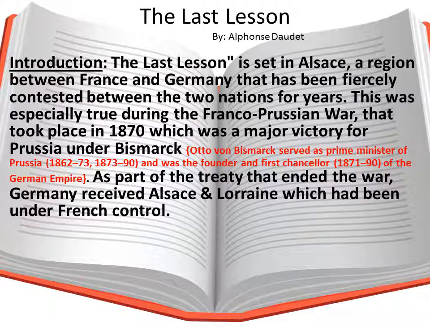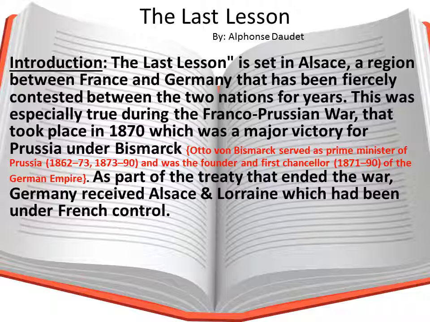This chapter The Last Lesson is set in Alsace, a region between France and Germany that has been fiercely contested between the two nations for years. This was especially true during the Franco-Prussian War that took place in 1870, which was a major victory for Prussia under Bismarck. For your information, I also must tell you that Otto von Bismarck served as Prime Minister of Prussia from 1862 to 73 and then again from 1873 to 1890. He was the founder and first Chancellor of the German Empire.